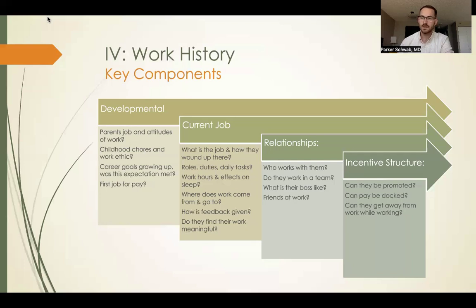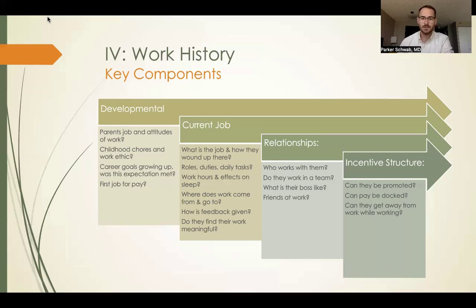And also, do they feel like it gives them a sense of purpose? As you know, as a psychiatrist, that is really important in a person's psychological life, and can have a lot of implications and impacts on how they view themselves and their sense of self-esteem and efficacy.